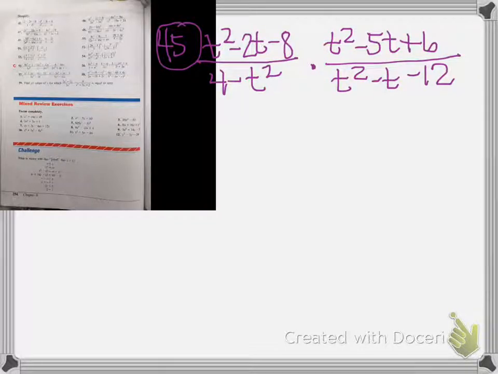Number 45, we have t squared minus 2t minus 8 over 4 minus t squared. The first thing I'm going to do is factor out a negative 1 so that we can have a positive t squared, which then, if I divide 4 by negative 1, is negative 4, times t squared minus 5t plus 6 over t squared minus t minus 12. So we're going to start by factoring.